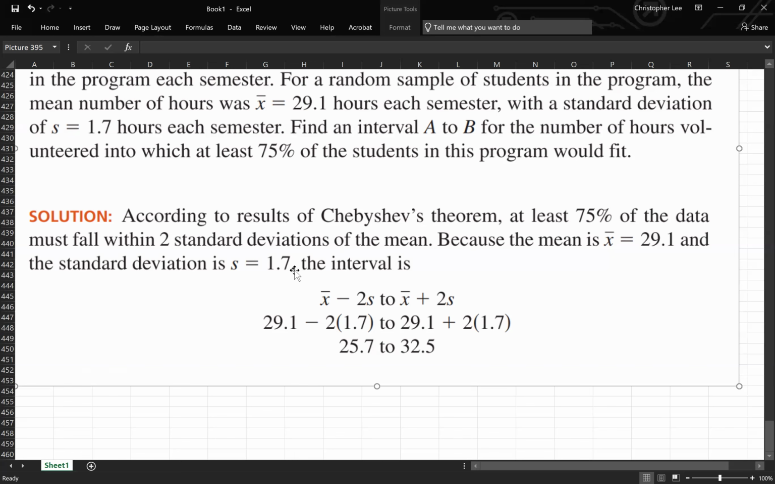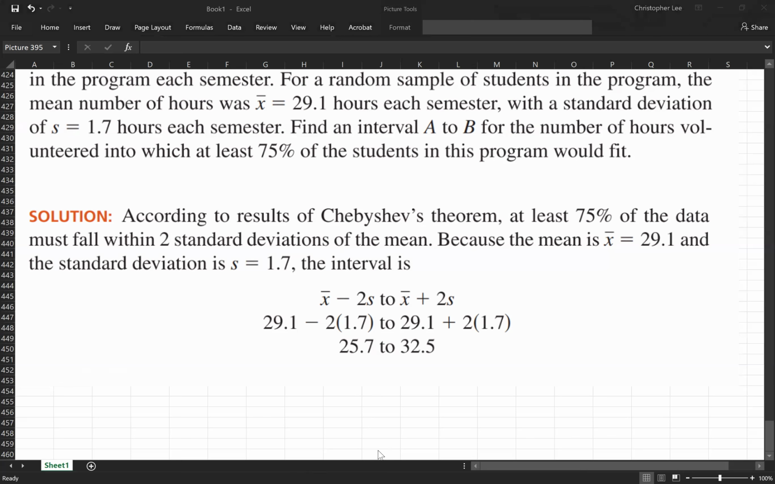That's the whole Chebyshev's theorem right there. That's all it is. So they're gonna give you some percentage and be like, all right, in between how many standard deviations is it? And you're just gonna tell them the lower bound to the upper bound. So at least 75% of the students would fit into the group that volunteered from 25.7 to 32.5.